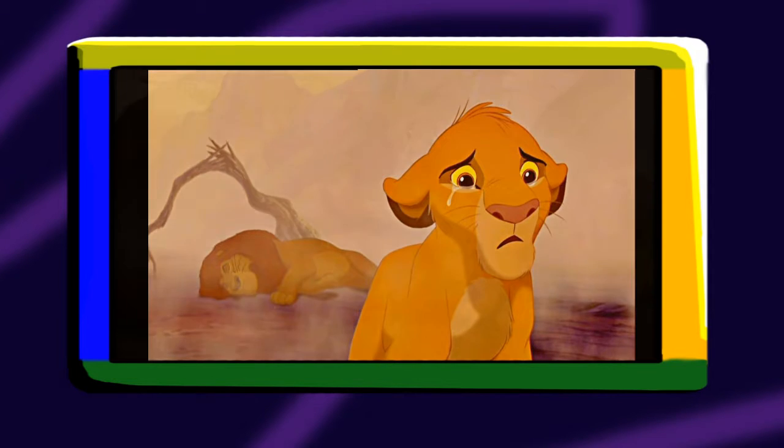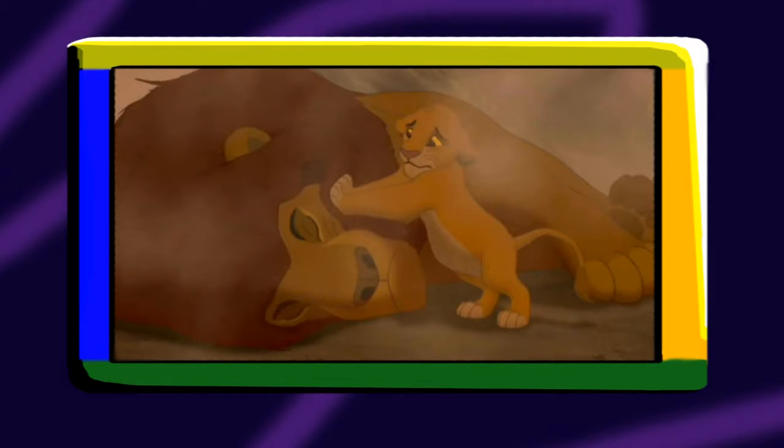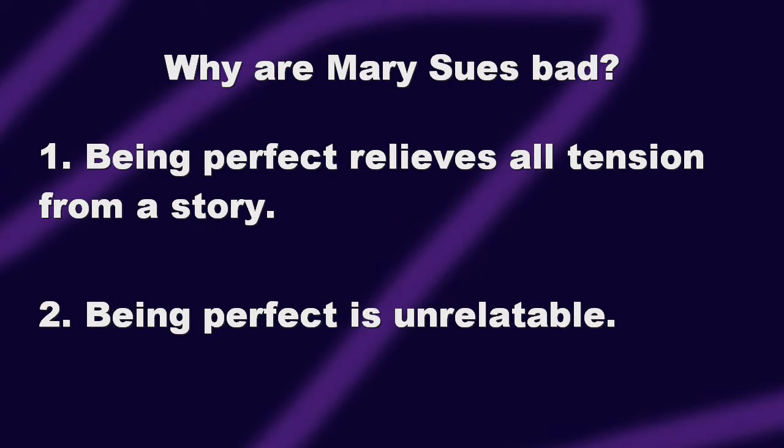Seeing Mufasa, the backbone of the Pride Lands, fall and not get up is a pretty big deal, especially for his kid who idolized him like nobody else. So, in being perfect, Mufasa has made Simba all the more relatable, and thus eliminating the second aspect of why a Mary Sue is bad.